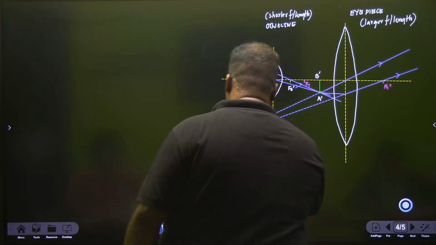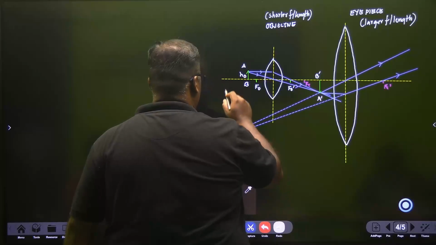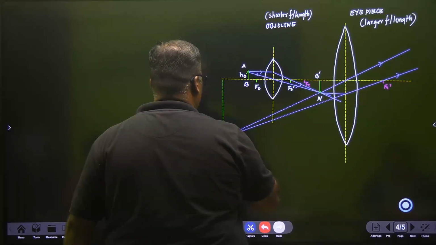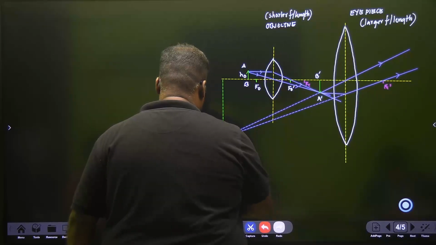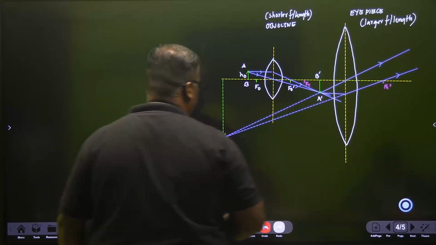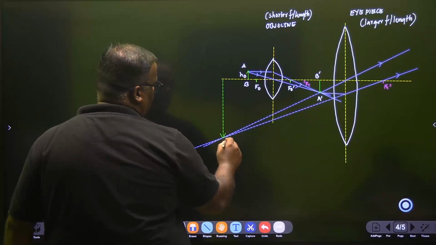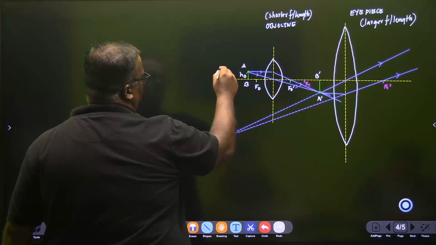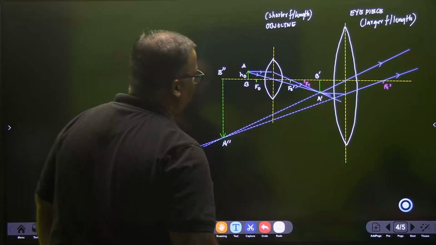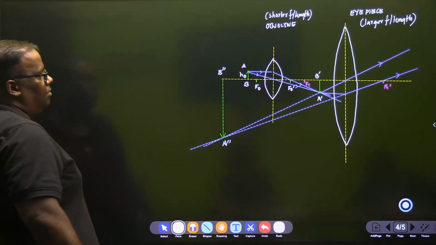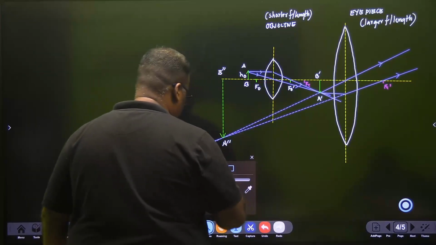Right? And now the image that will be formed would be a virtual image. Let me give a nomenclature to it. This will be A double dash, B double dash. Clear? Fine. Some more namings we need to do.